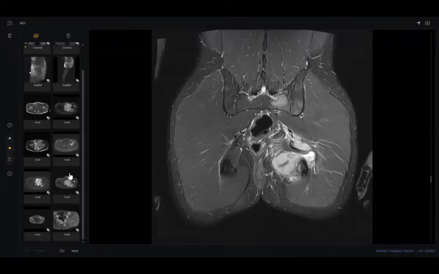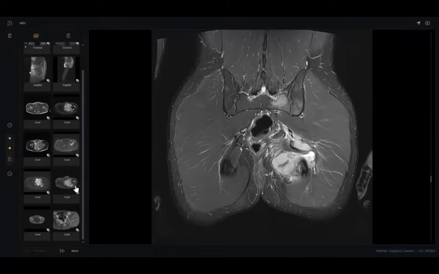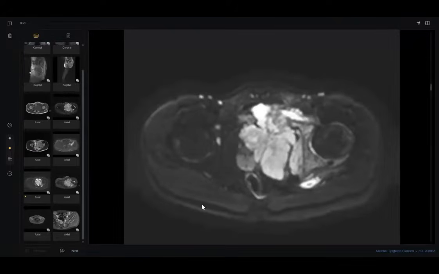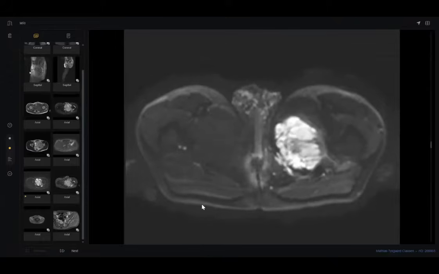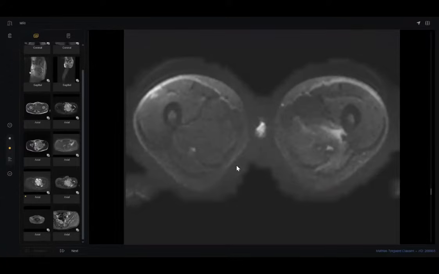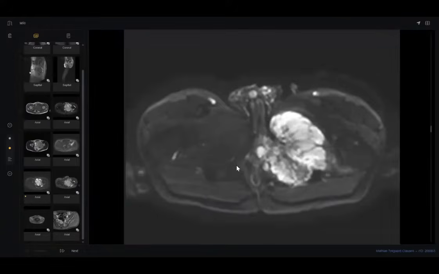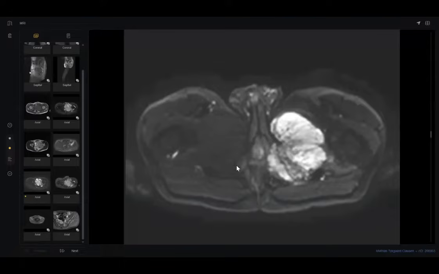Why do you need diffusion, doctor? No diffusion. I think this may be diffusion. This is high on diffusion. This is an aggressive bony lesion. It's probably Ewing. That's the first line of treatment in Ewing.